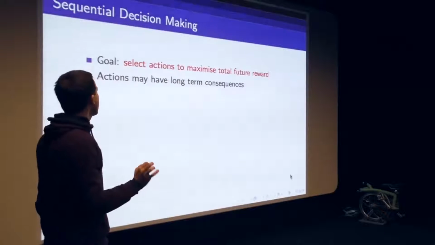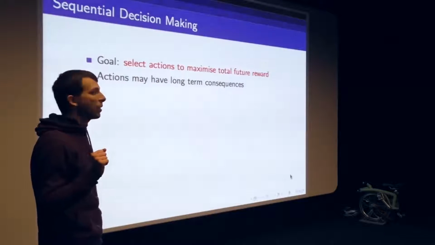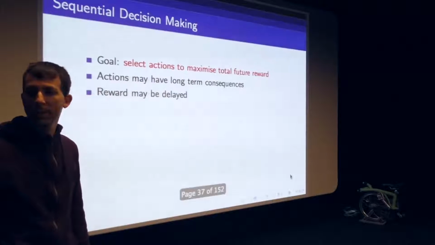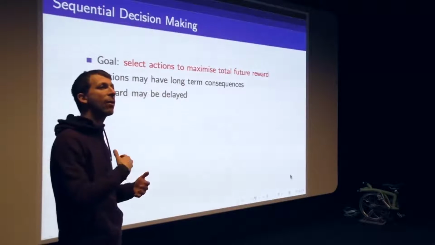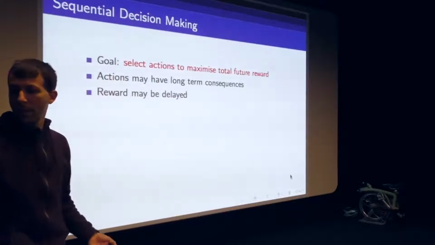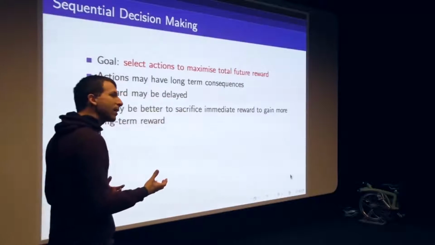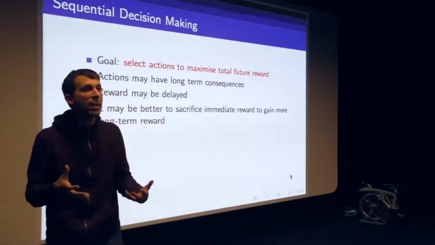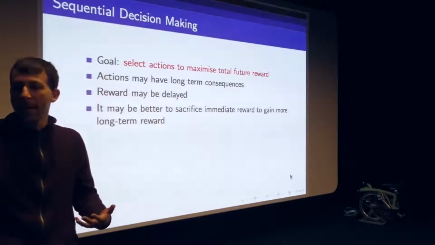And in particular, we need to note that what that means is that we have to plan ahead, we have to think ahead, because actions may have long-term consequences, and the reward that we get might not come now, it might come at some future step, and sometimes that might even mean that you have to kind of give up some good reward now so as to get more reward later. So you can't be greedy when you do reinforcement learning, you have to think ahead.